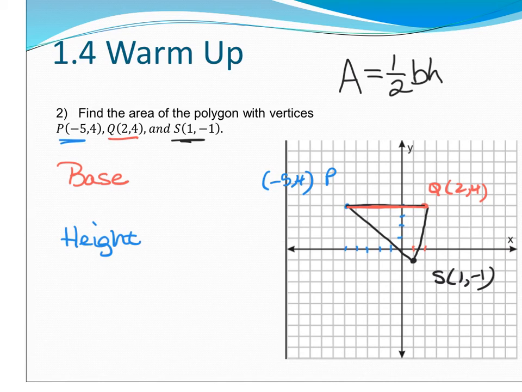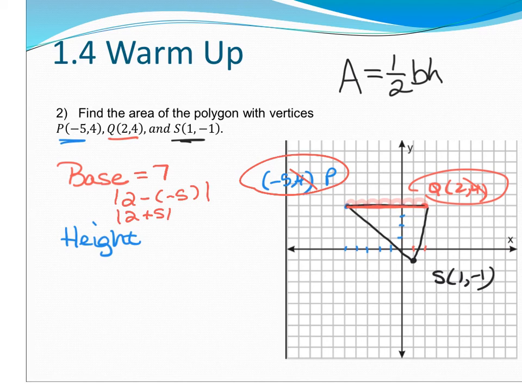Now I can either choose to count the units, 1, 2, 3, 4, 5, 6, 7 units to get the length of the base, or I could have also taken the coordinates P and Q, and notice I could do either the distance formula with it or realize that the 4s are going to cancel out, and all I have to do is the bigger number minus the smaller number, take the absolute value of that, so 2 plus 5, and the base length is 7.